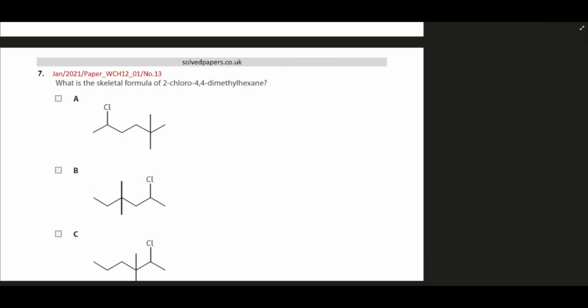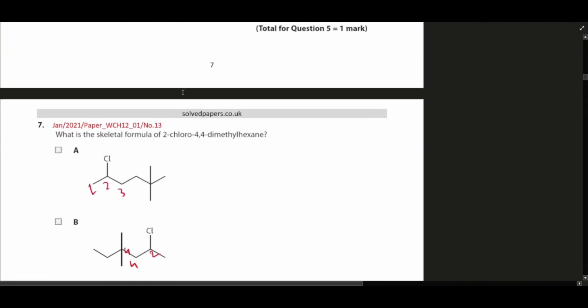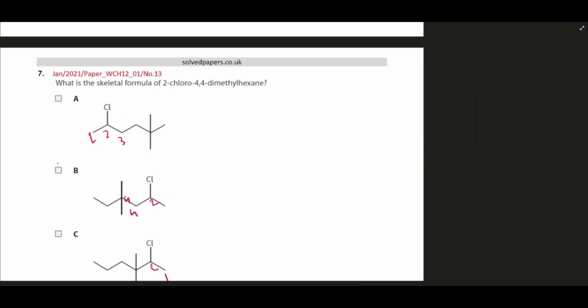B. Why B? Because here 4, 4, and then you have 2 down here. Yeah, kind of makes sense. 1, 2, so that's not correct. And even if you do, okay, what about this? 1, 2, 3, 4? No, it doesn't make sense. 1, 2, 3, no. Obviously no. So yeah, A is the correct answer. Sorry, B is the correct answer.